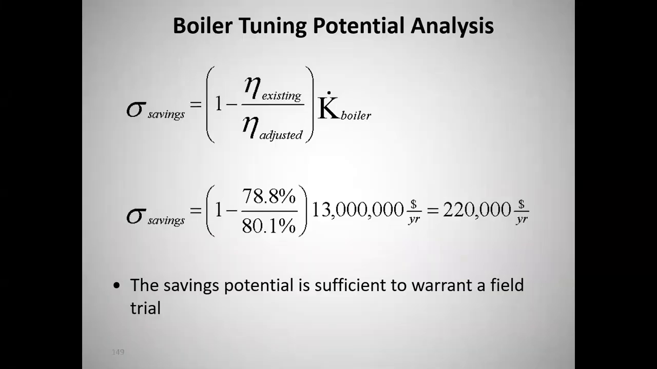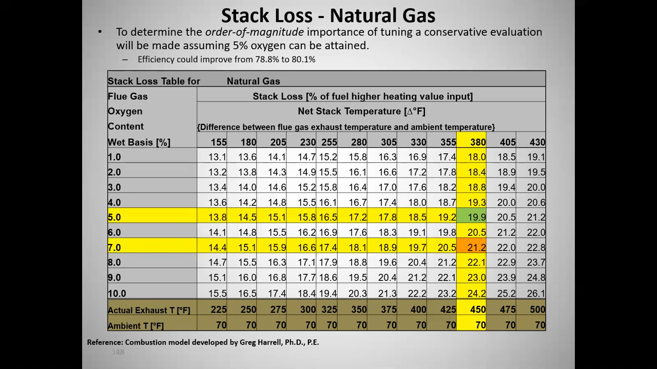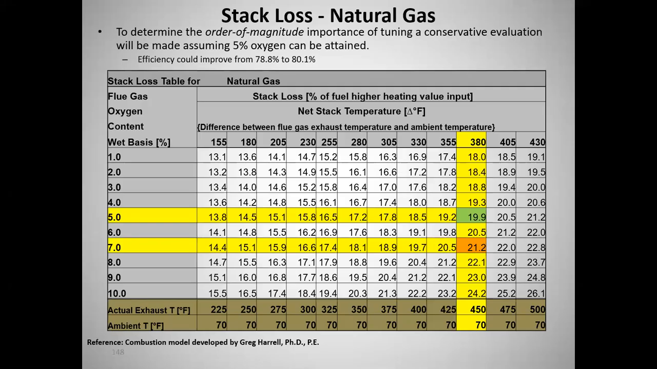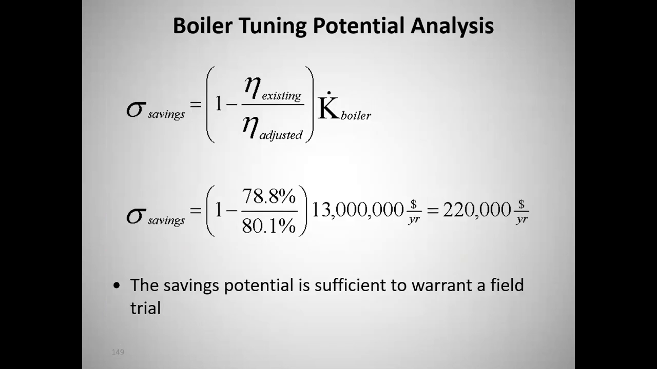Well, here's how we want to calculate this. We want to go 1 minus the starting efficiency, and this we're doing on combustion efficiency, right? Because that 78.8 is just 100 minus 21.2. And then we divide it by the adjusted: 100 minus 19.9 is 80.1, times that initial operating cost. That will estimate $220,000 a year in savings by tuning the boiler.